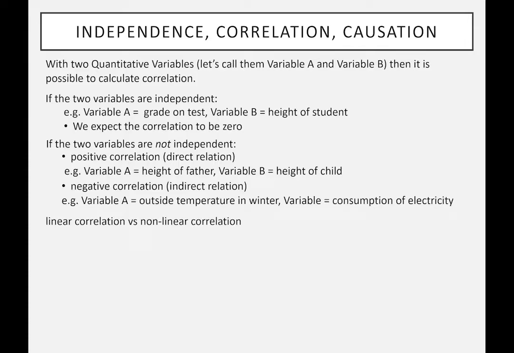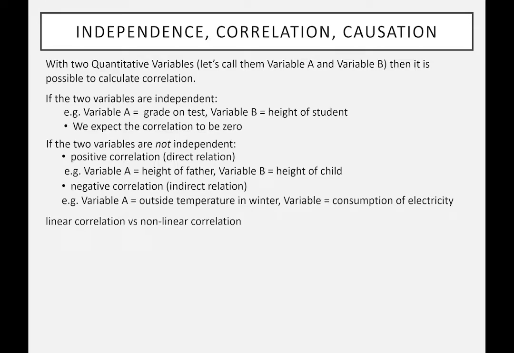If the two variables are not independent, and they're both quantitative variables, then they could have a positive correlation, sometimes referred to as a direct relation. If one variable is greater, then the other one should also be greater. For example, the height of a father or a parent and the height of a child. Not always, but generally you'd say that if the parents are tall, then the child might also be tall. It can also have the situation where there's a negative correlation, sometimes also referred to as an indirect relation.